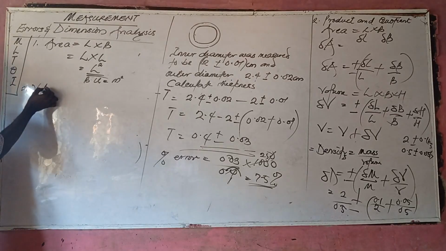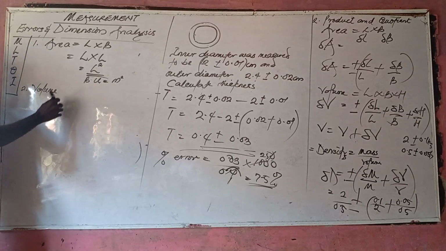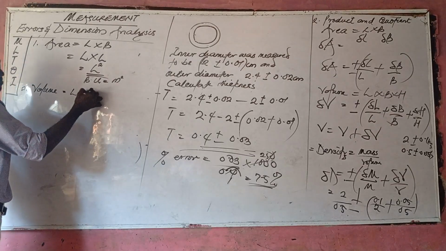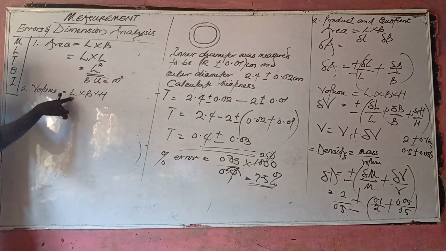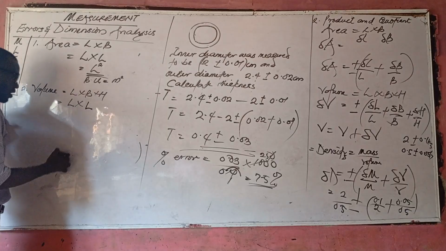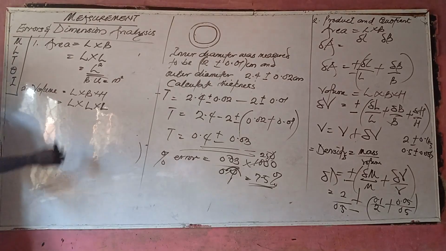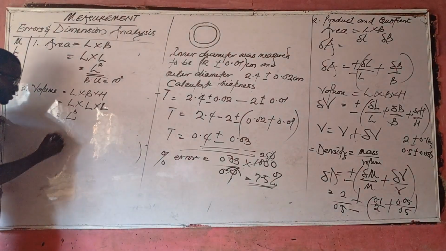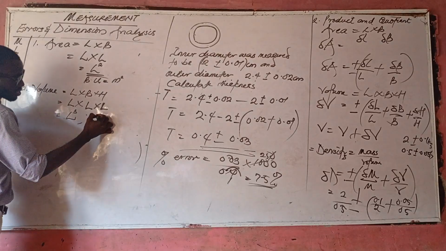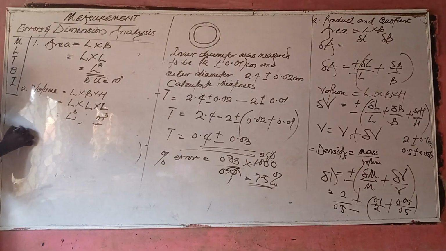Second quantity, let's do volume. What's the formula for volume? Length times breadth times height. Length corresponds to length, breadth corresponds to length, height corresponds to length. This becomes L cubed. And the basic unit is meter cubed.